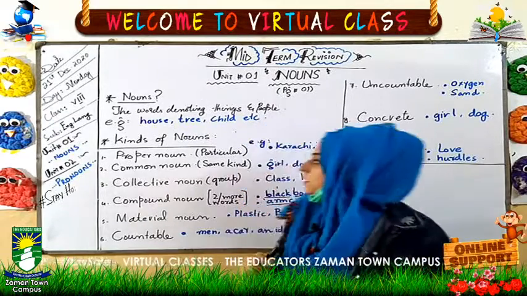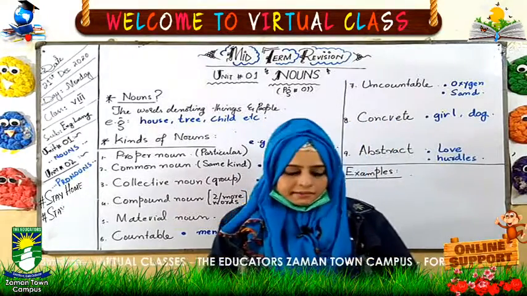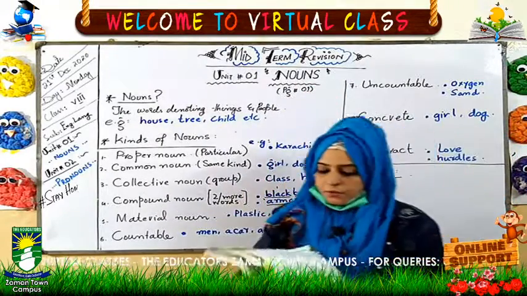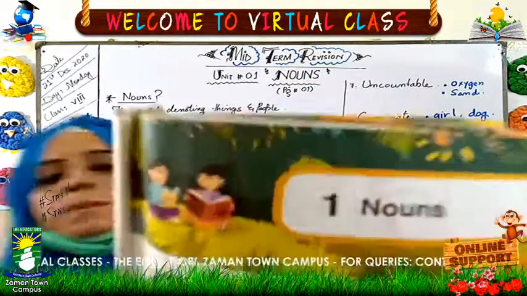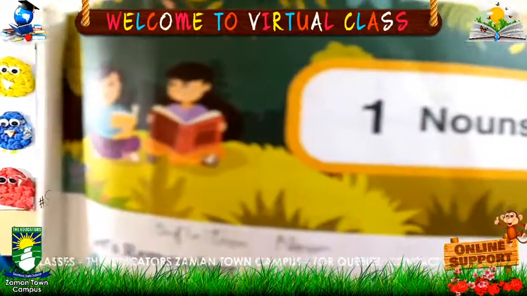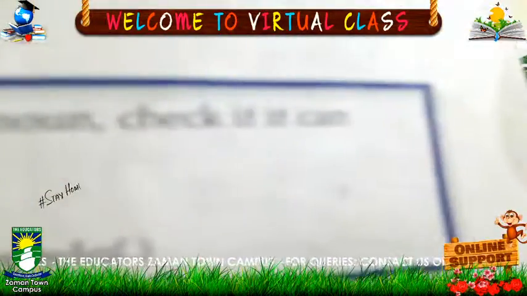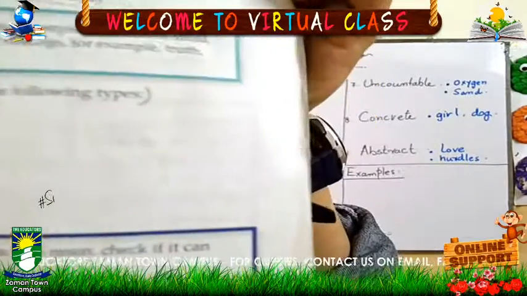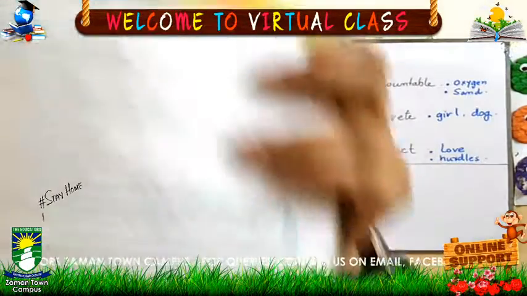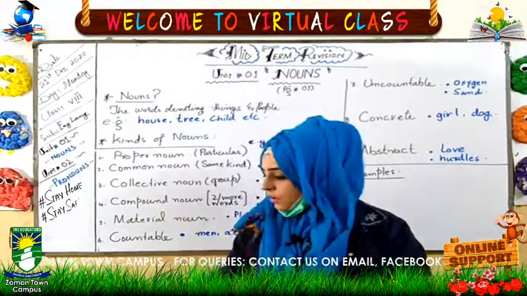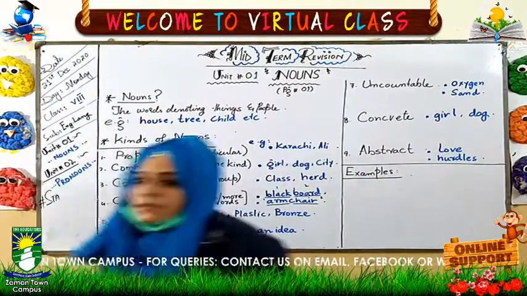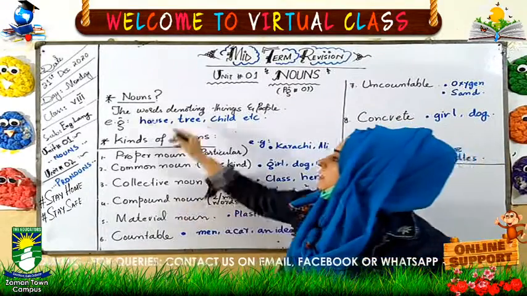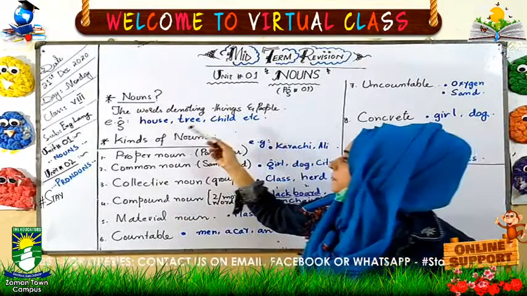Right, now let's start our lesson today. It's unit number 1, nouns, on book page number 1. First of all, we will understand what the meaning of noun is. Nouns are the words denoting things and people.